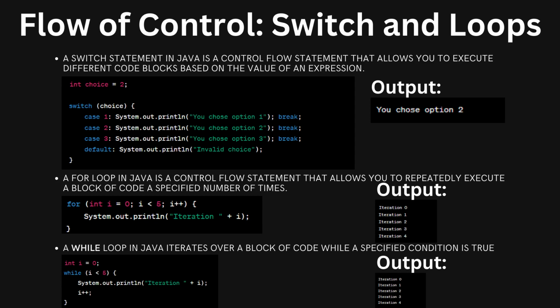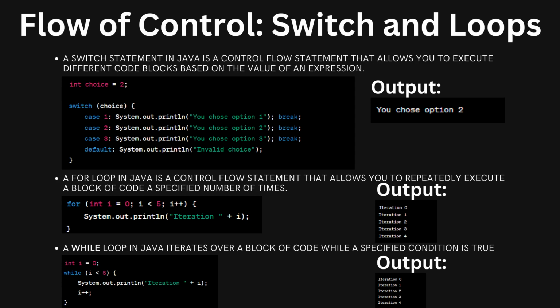All right, so now I'm going to go over the while loop. A while loop in Java iterates over a block of code, meaning it runs over a block of code while a specified condition is true. So in a for loop, we had a number of times. The difference between a for loop and a while loop is that a for loop runs a number of times, and a while loop runs while a condition is true.